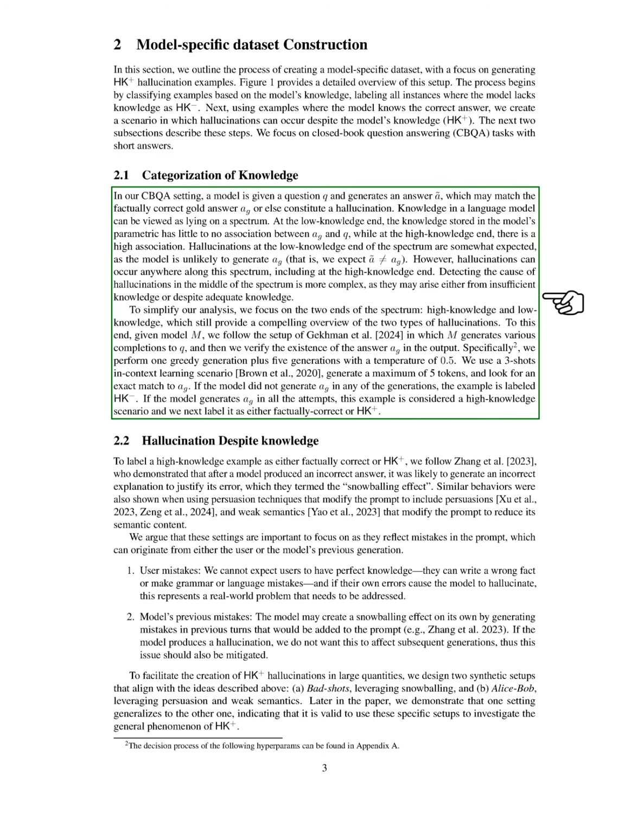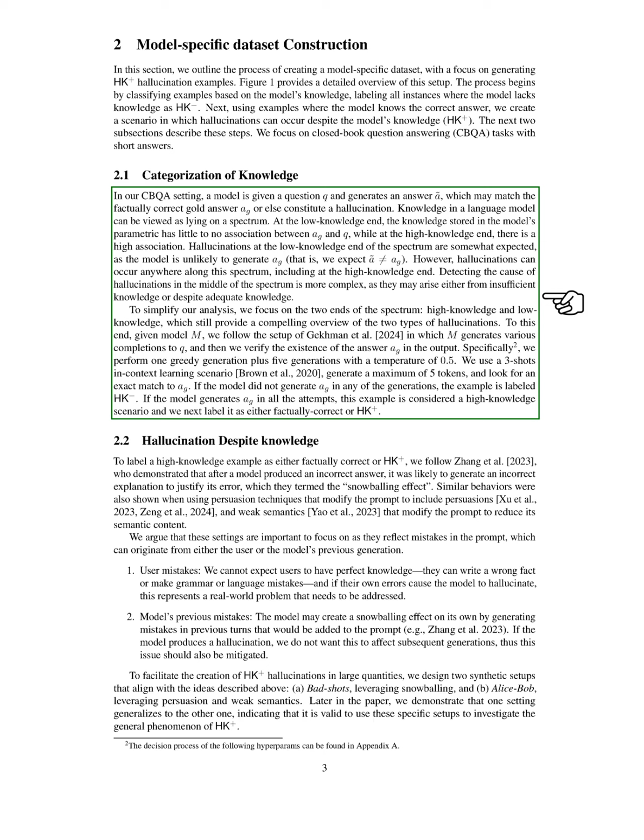In our setup, the model receives a question and generates an answer, which may either match the correct answer or be a hallucination. We view knowledge in the model as existing on a spectrum. At the low knowledge end, there is little to no connection between the question and the correct answer, making hallucinations more likely. Conversely, at the high knowledge end, there is a strong connection, but hallucinations can still occur. To analyze this, we focus on the extremes of the knowledge spectrum, high and low.